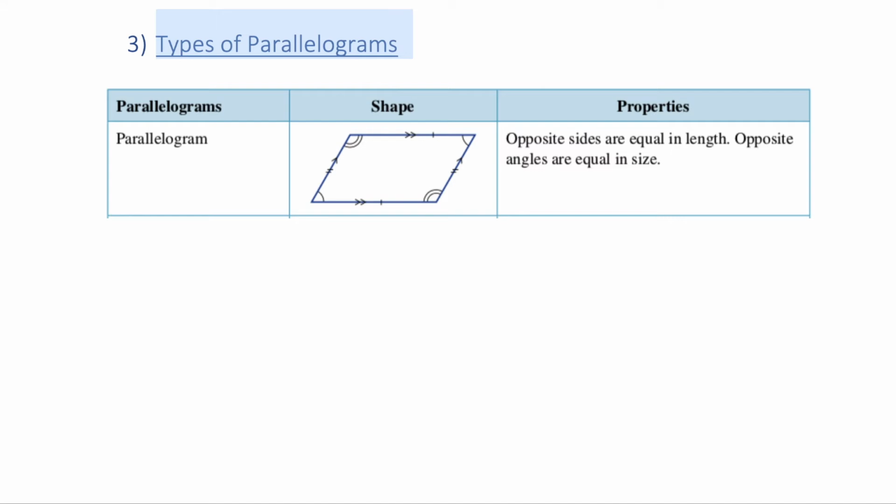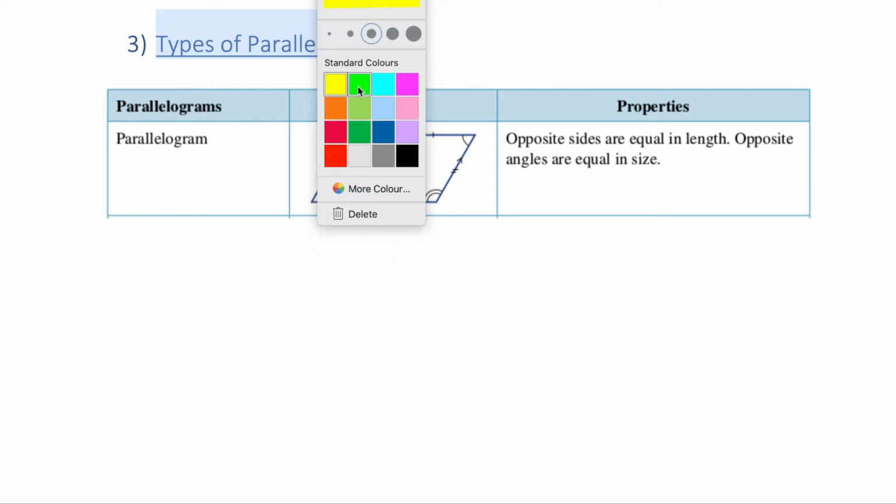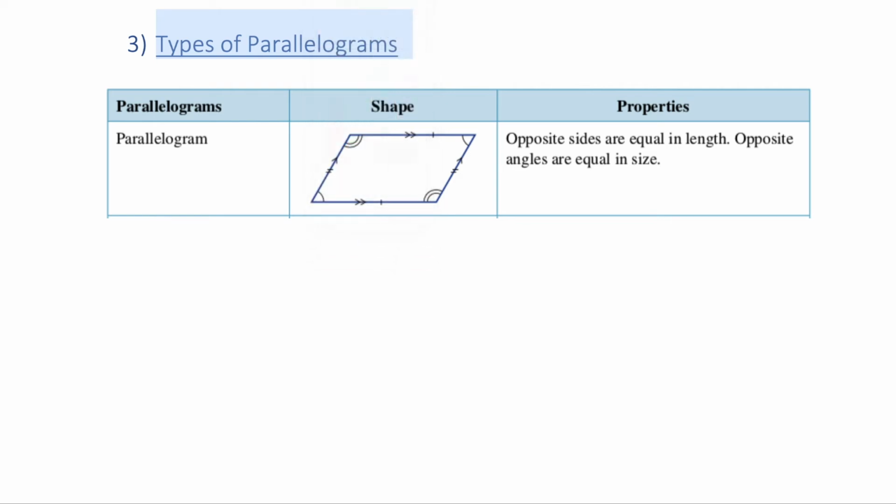We are going to highlight, and I want you to do this in your notes. I'm going to add a highlighter here, and I want this color to be green. So I want you to highlight this: opposite sides are equal in length and opposite angles are equal in size.